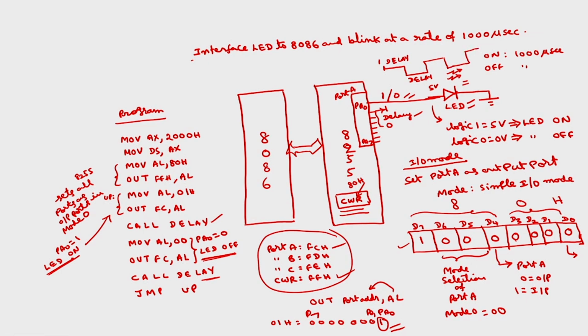Okay. So instead of this LED, if I replace it with a CRO, we can observe a square wave on the CRO. And what is the frequency of this? That will be decided by this delay subroutine. Okay. Then how to write the delay program?